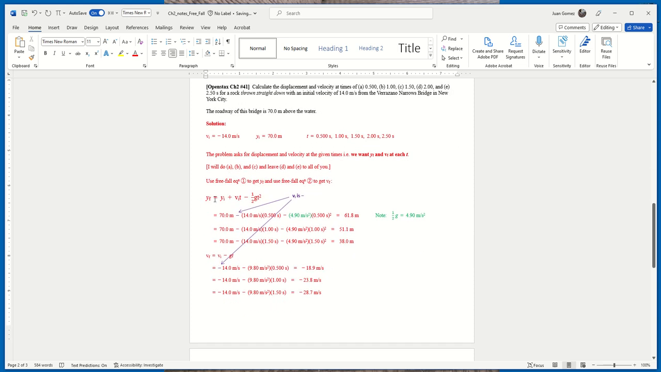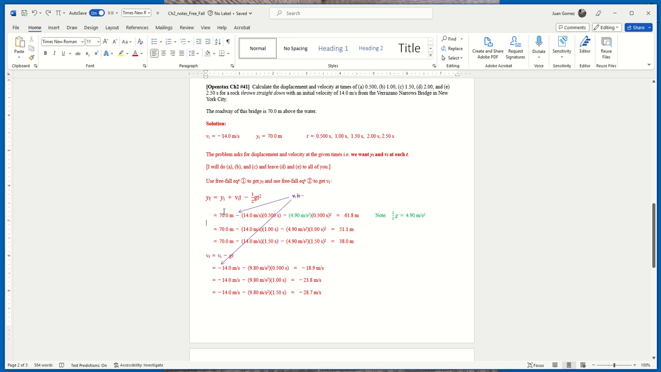So YF is YI plus VIT minus 1/2 gt squared. Now, YI is never going to change. So let me just go ahead and use this equation for, again, A, B, and C. So for 0.5 seconds, 1 second, and 1.5 seconds. Well, so YI plus VIT minus 1/2 gt squared.